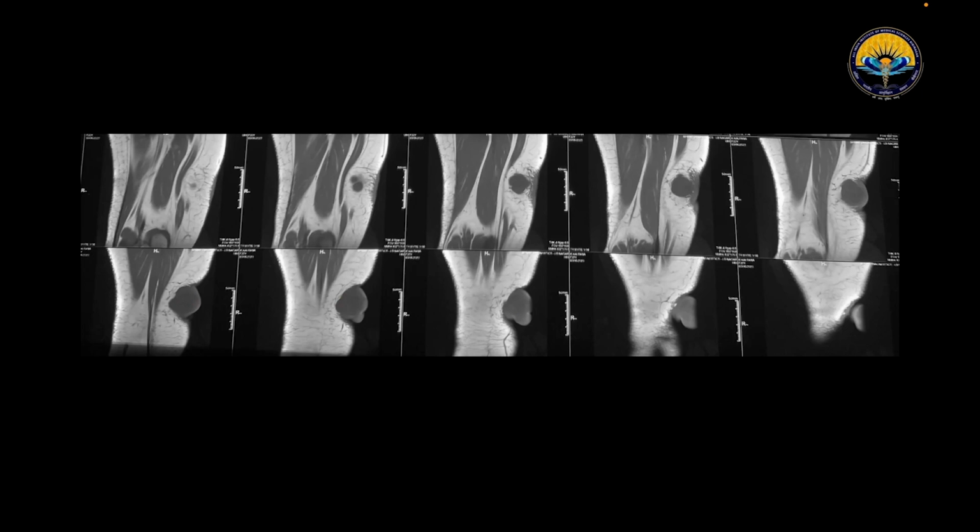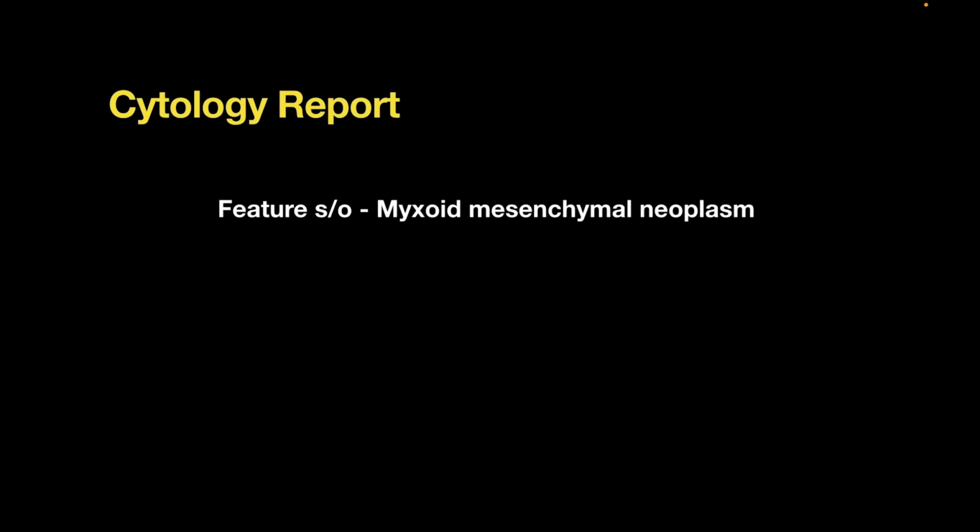We didn't receive the diffusion weighted images. That's why we can't comment on whether the soft tissue neoplasm is malignant or benign. So our differential was that it can be a soft tissue neoplasm. The cytology report turned out to be features suggestive of myxoid mesenchymal neoplasm. So that was our case.